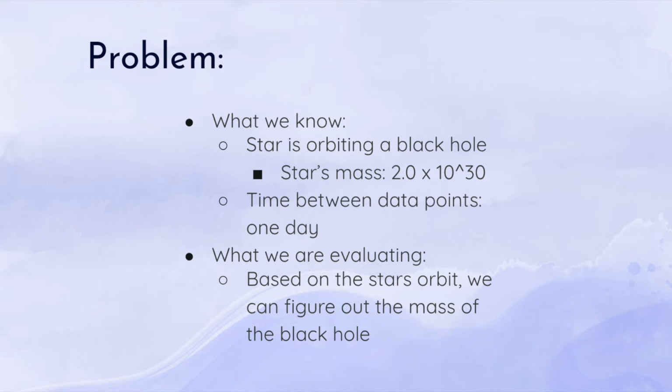Everyone has different data points for the trajectory of the star because we used our email addresses as an input that gave us unique data. We decided that the time between each data point is 1 day.